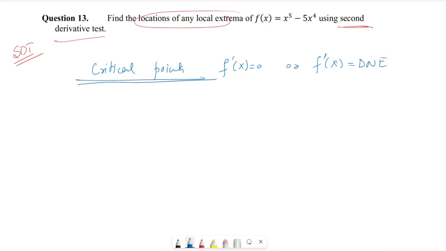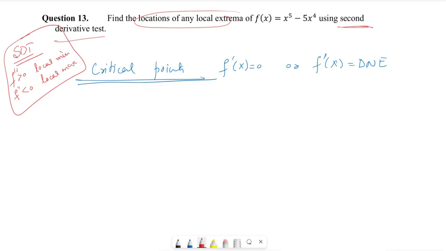But is it a local max or minimum? That comes from the second derivative. If the second derivative is positive, then we have a local minimum. If the second derivative is negative, then we have a local maximum. That is your second derivative test.